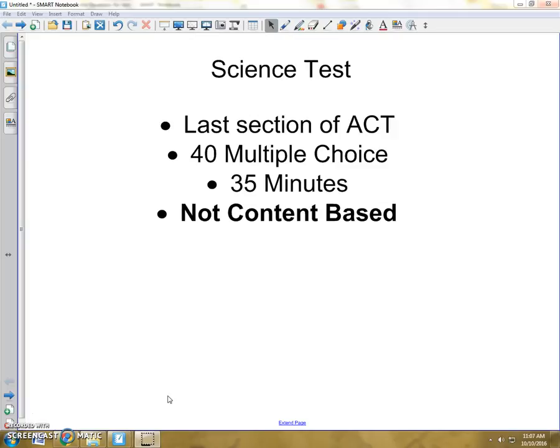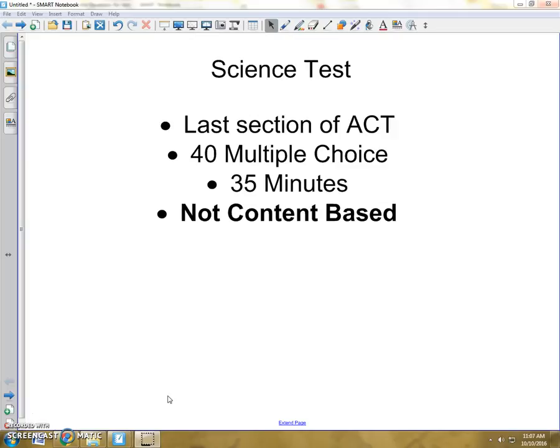It's the last section of the ACT, which is kind of a big deal because, as you probably know, the ACT takes a while. When we do it here at school, we start at 8 and we essentially end at 11:30. So you're looking at nearly 3.5 hours of testing. That's a long time to be working.